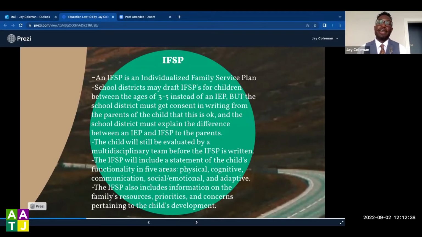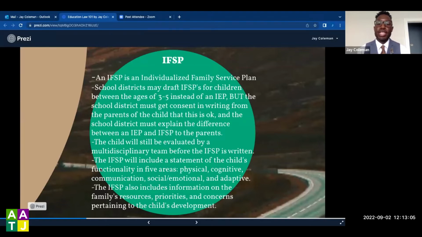But in the IFSP, it's also going to be written, the child's functionality will also be determined. So they'll determine physical functionality. How much does your child move around? Are they mobile or immobile? Are they active or inactive? Cognitive functionality. How does your child think? Like, for example, your child may be blind, but their mind is sharp. So that'll be written into the plan.